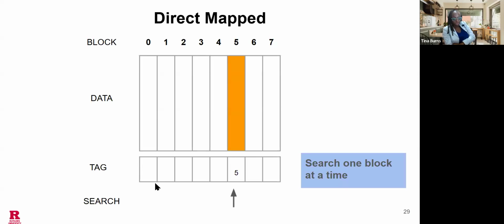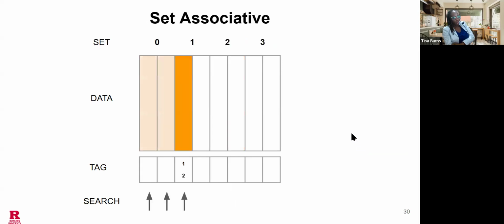So I'll go through this one, this one, this one, this one, this one, until I get to my item of interest. When we look at set associative, I want you guys to notice a couple things here.